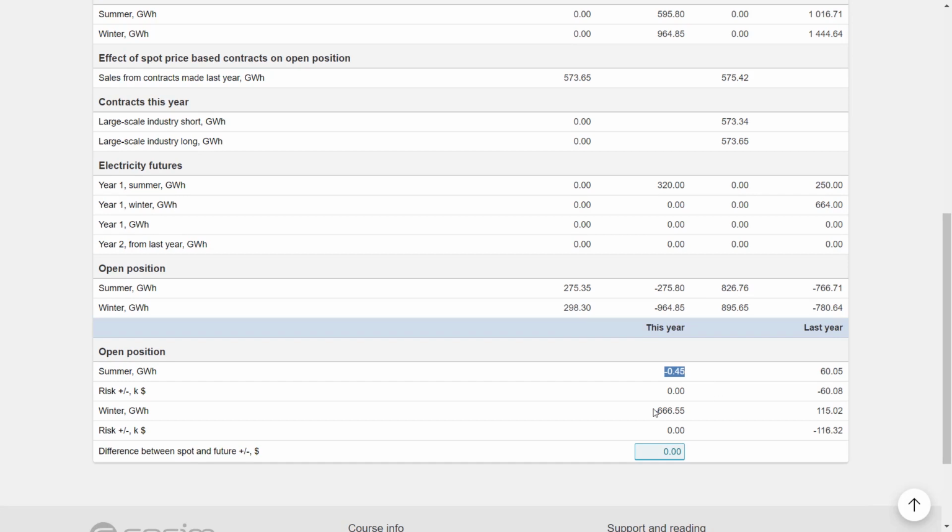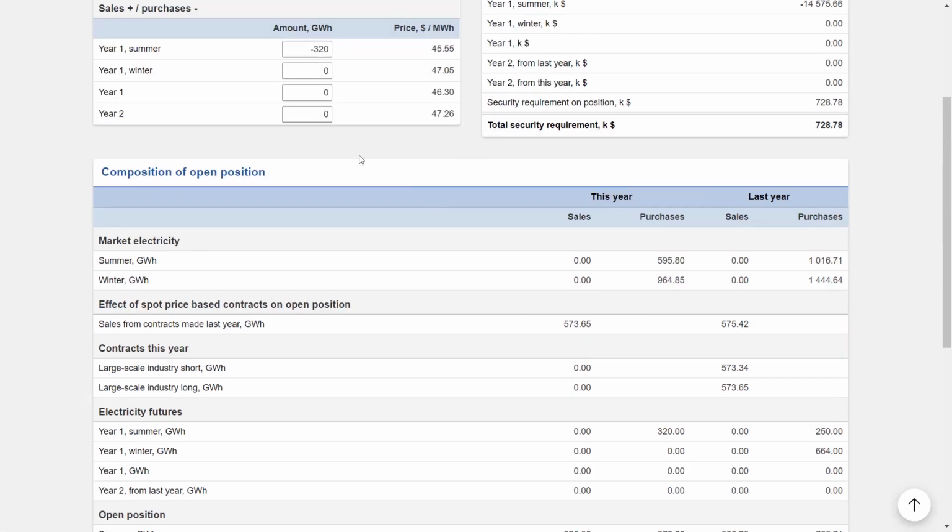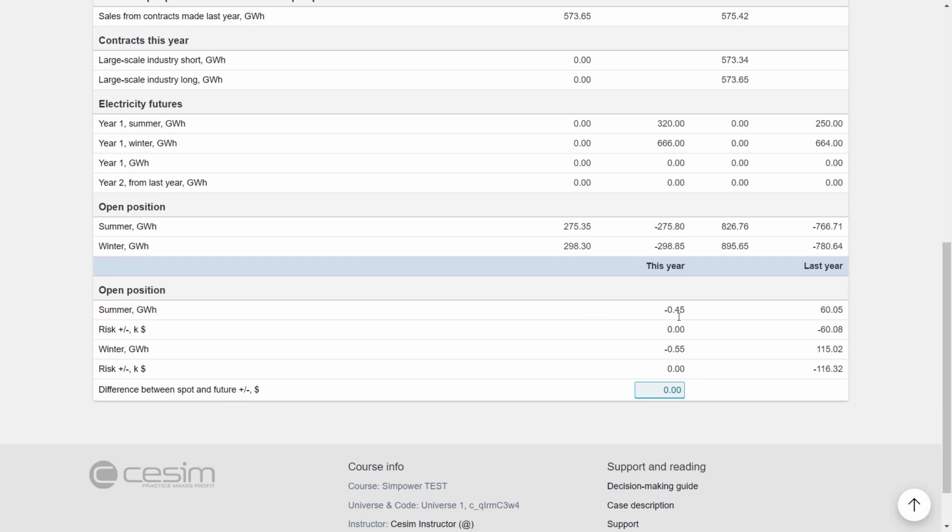For the winter, I could do the same. It's 666. I will again buy with futures contracts at the given price. And now my position is pretty much closed. And this is hedging against the price risk. We don't know the volumes exactly, so the volume risk will remain.